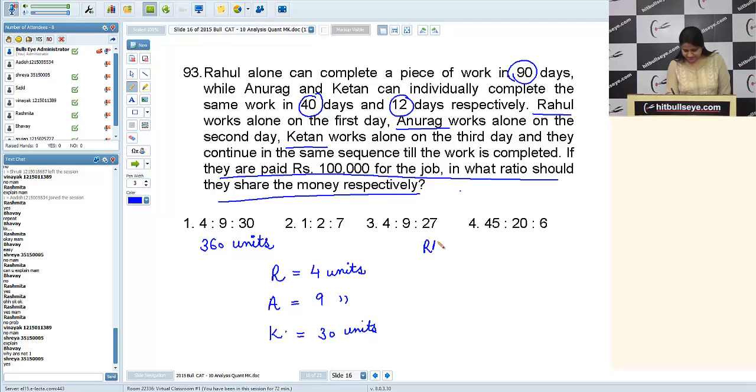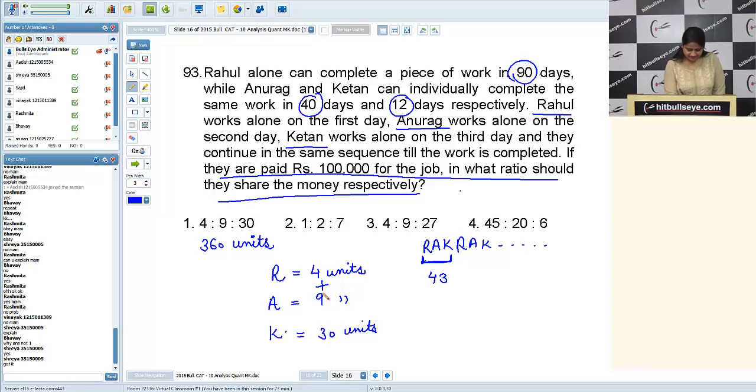Now the sequence goes this way: Rahul, Anurag, Ketan, then Rahul, then Anurag, then Ketan, and so on. In the span of 3 days, because they are working on alternate days, they are doing 43 units of work. We are adding them, 4 plus 9 plus 30. Are you getting me, Shreya? So 43 units they are doing in 3 days.